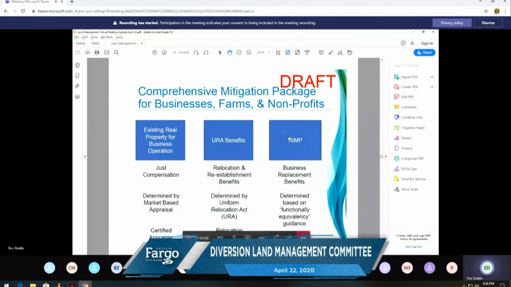And then the third component, what we're talking about today, is this rural impact mitigation program. This is really about helping establish that business, based on the determination of something that's functionally equivalent to the current business operation.